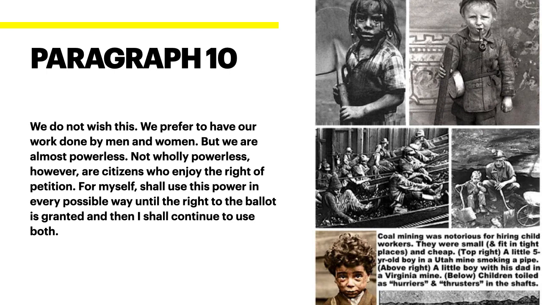So here we have the most explicit forced teaming that we've had thus far. "We do not wish this. We prefer to have our work done by men and women, but we are almost powerless." So we've got that repetition of "we" and that forced teaming. She is making this an issue that is about not just the people who are against child labor, but also the people in this room who are the most obvious candidates to go out and fight for children and fight, obviously, for voting rights as well.